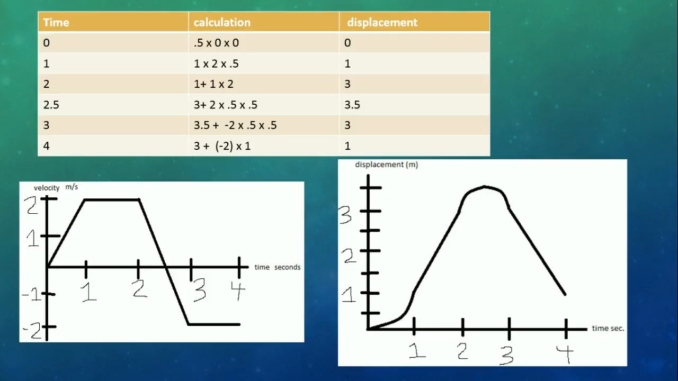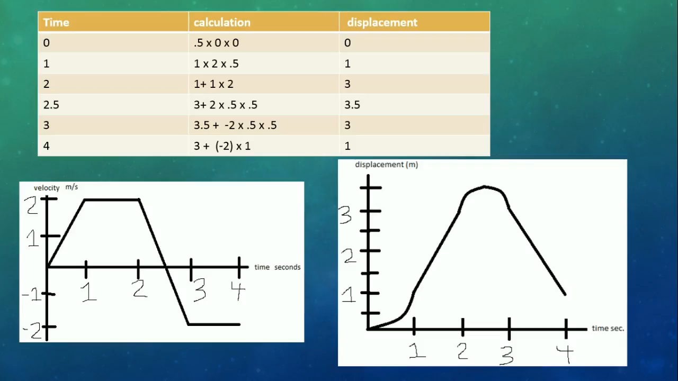Then from 3 to 4, it's just another rectangle, and it's basically symmetrical with this rectangle here. So basically, it's -2 times 1/2 times 1/2, which was the curve, and then -2 times 1, because 1 times -2 gives us, and we subtract this from 3, we get 1. So we're all the way back here at 1.